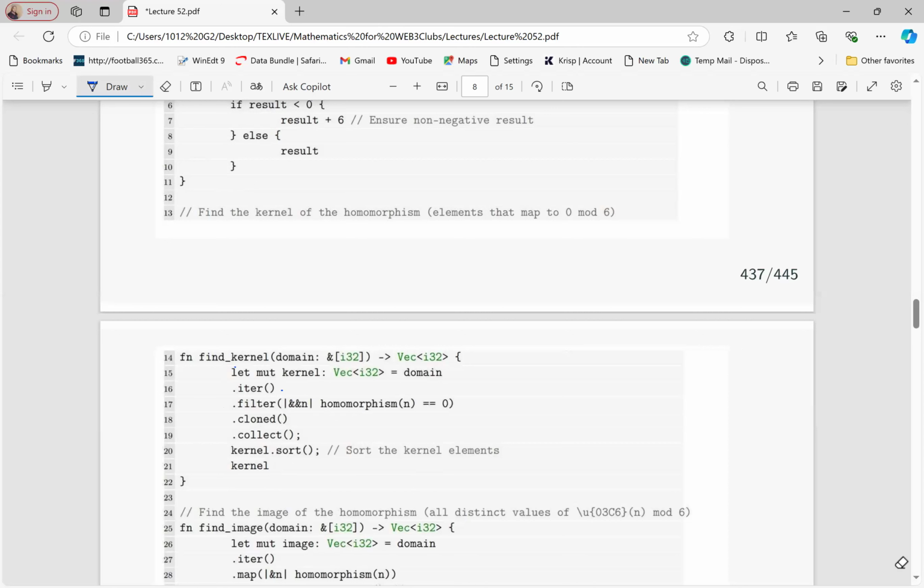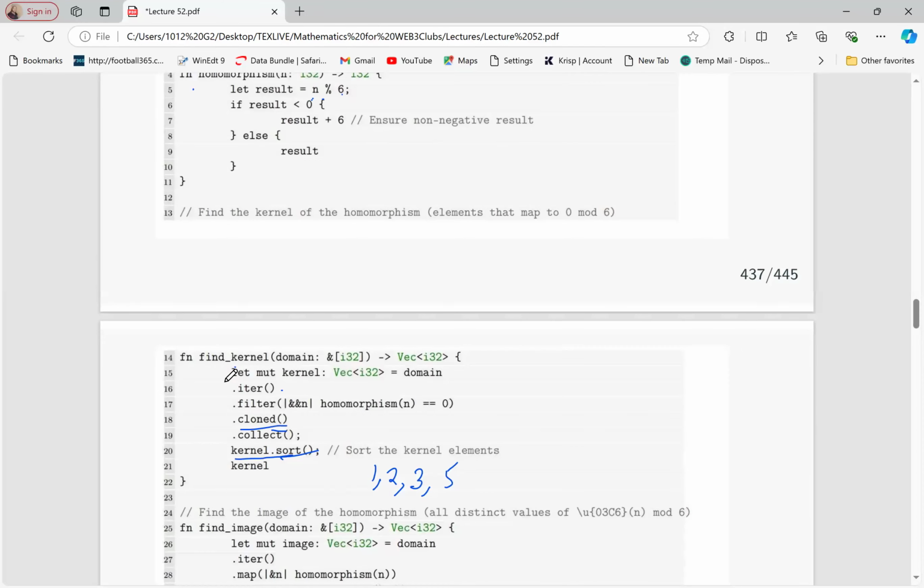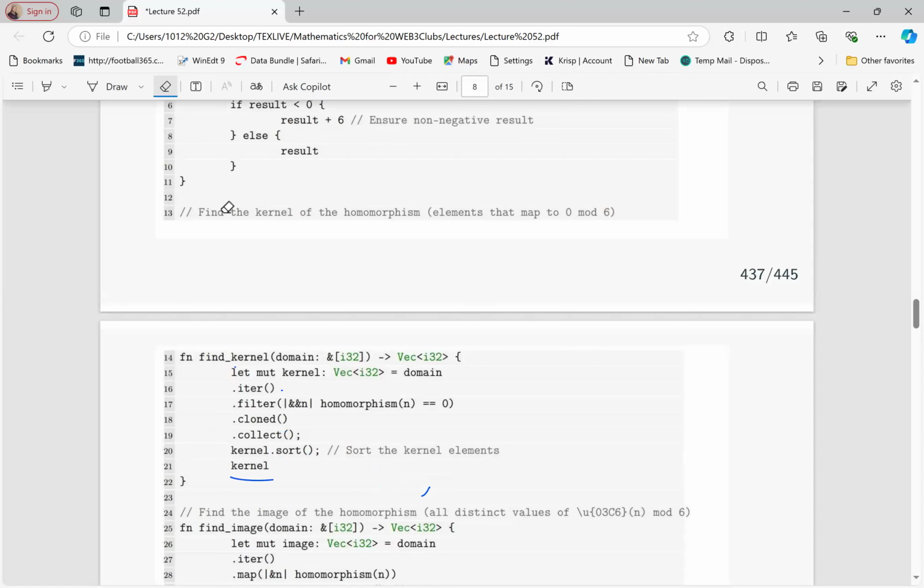Now the same thing for the image. You can see the image is the same thing. So I don't even need to explain them again, because these are the same things that are above. But now what is the image? Elements which have been mapped to. So the difference only comes here.